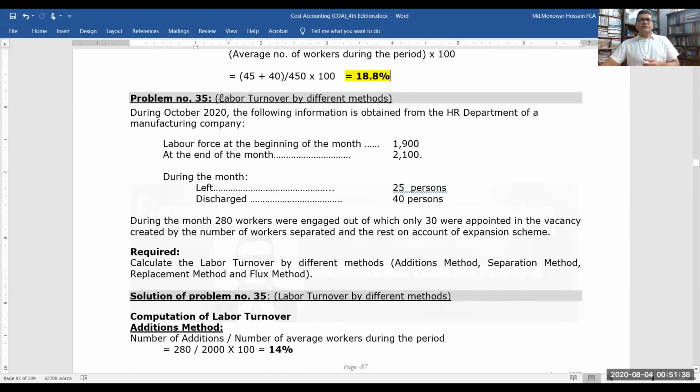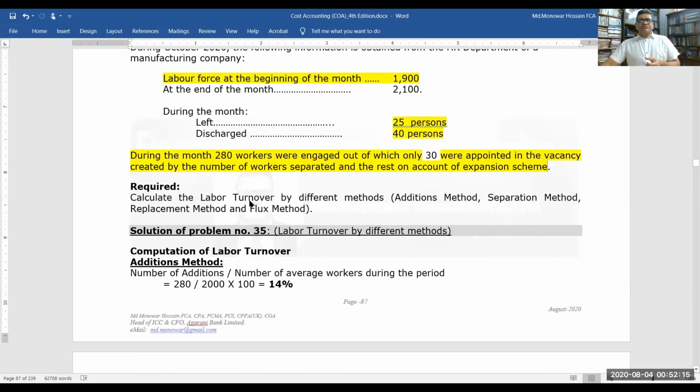And another one, labor turnover by different methods. The following information was obtained from a department of a manufacturing company. Labor force at the beginning of the month 1,900, at the end of the month 2,100. During the month, 25% left and 40% were discharged. During the month, 280 workers were engaged, out of which only 30 were appointed. Calculate the labor turnover in different ways.